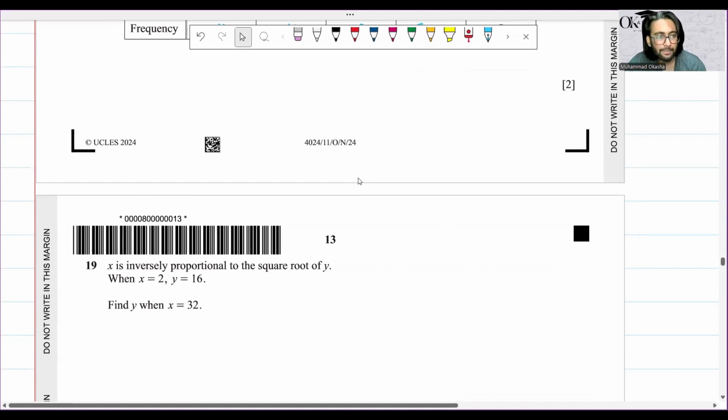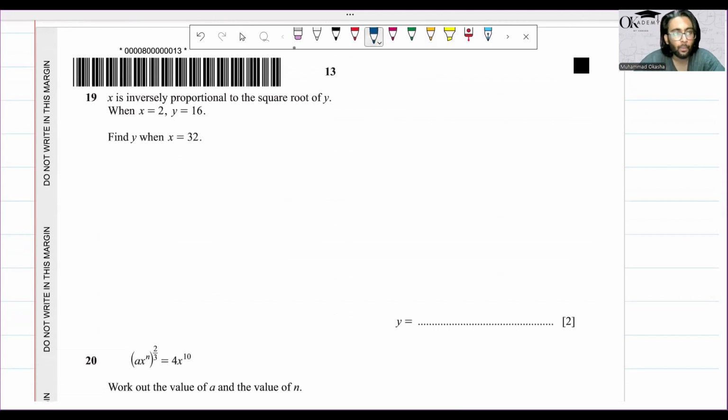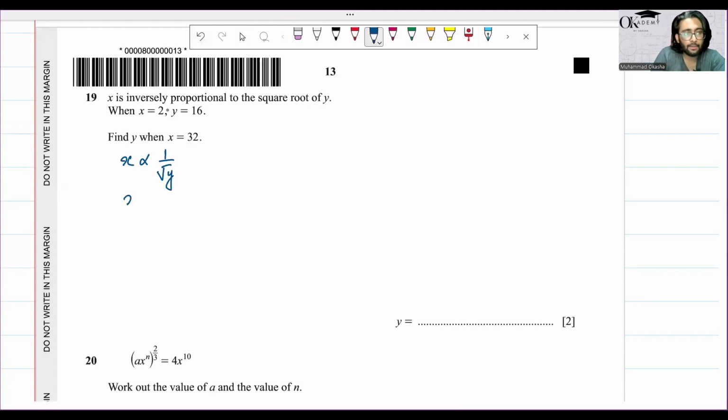Right, let's move on to question number 19. X is inversely proportional to the square root of y. Okay. How would we write it? When I remove the proportionality, I'll use k. So x equals k divided by square root y.